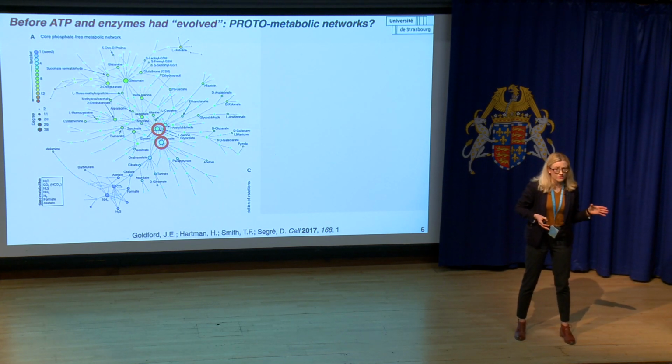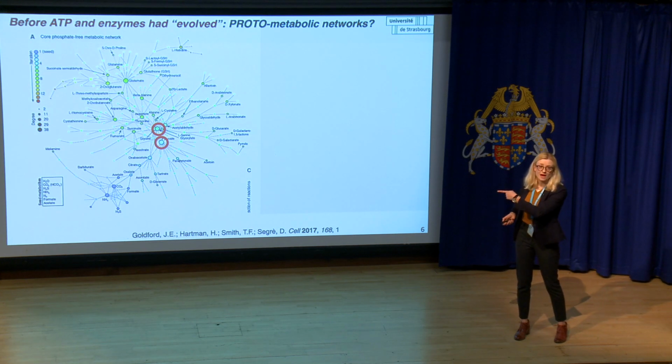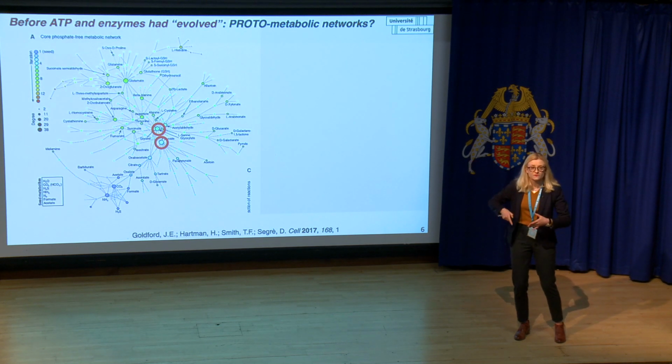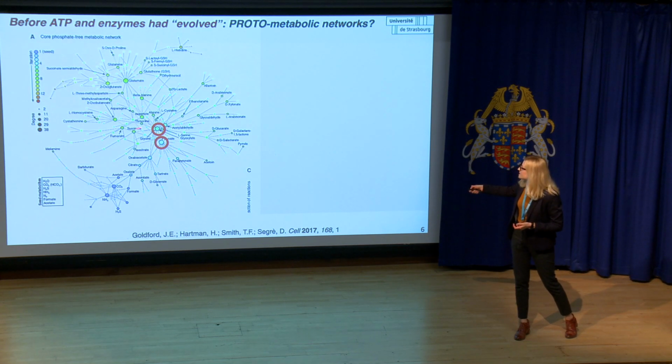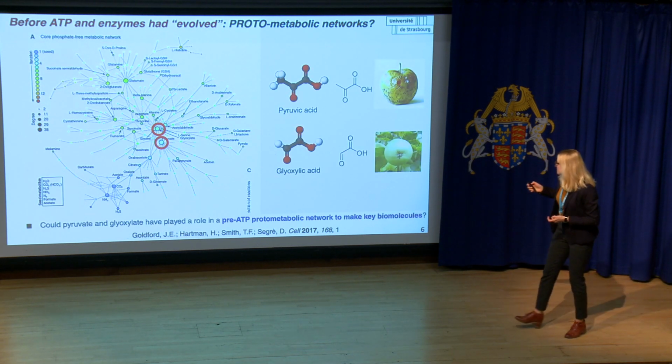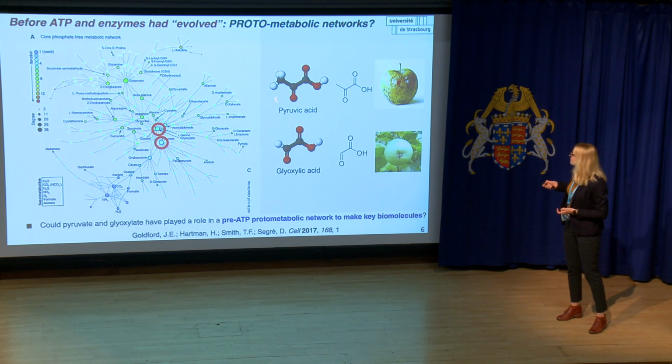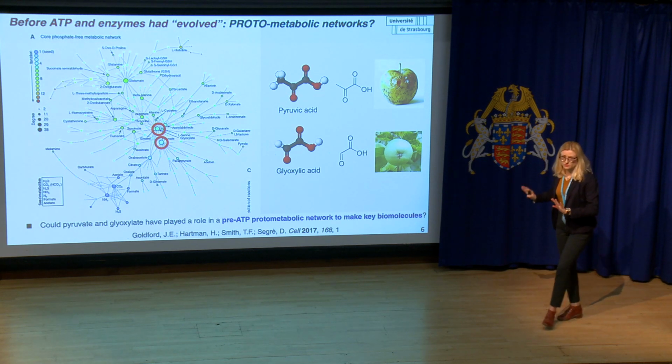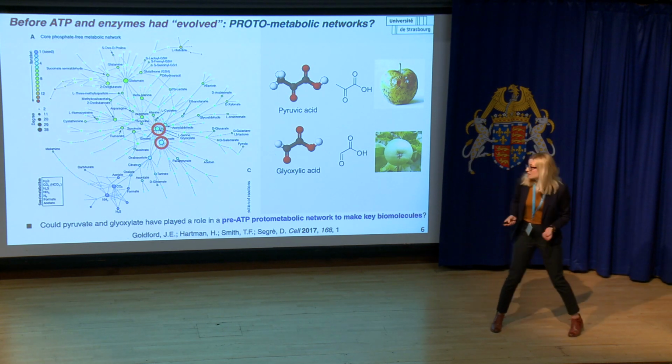If you have no idea what I'm talking about, think about it as a subway map. You have stops which are really hubs for the most traffic. So the hubs that transfer the most traffic are here. This is glyoxylate, and this is pyruvate. These two small molecules. Pyruvic acid, a biomolecule found in fermenting apples. Glyoxylic acid, a small molecule found in green apples. Apples have nothing to do with the origin of life, by the way, just illustrative.